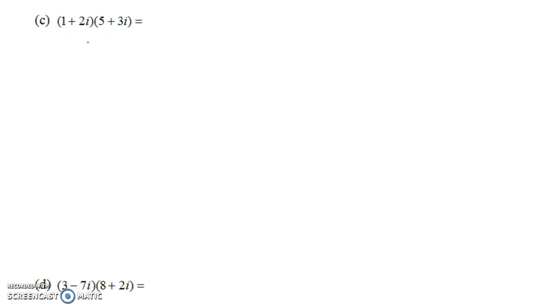So we multiply 1 times 5 first, that gives us 5, plus, now if we do the outside things, we get 1 times 3i, that's 3i. If we multiply the two inside things, that's 2i times 5, that's 10i. And if we multiply the last things here, we have 2i times 3i, that's 6i squared. Now remember, i squared is -1, right? i was the square root of -1, so i squared is -1.